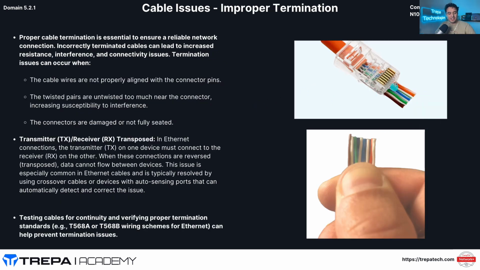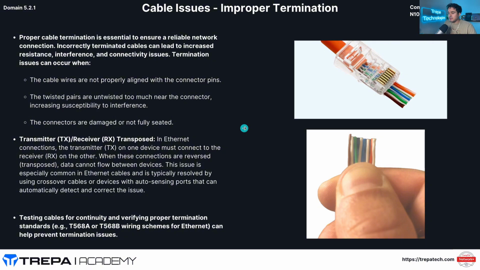Improper termination. So obviously, if you try to plug this example in here, it's not going to work, right? Now, we have crimpers that will cut off the ends there that I don't actually really like. But we have to make sure we have proper cable termination. We want to make sure that our cables are terminated correctly and all 8 pins, all 4 pairs are level when we do our crimping.